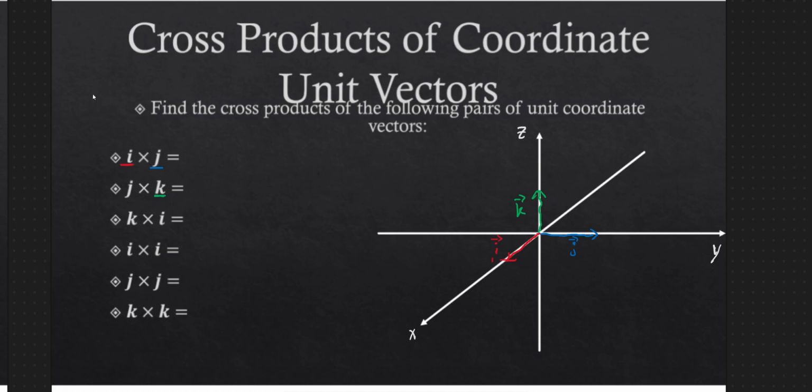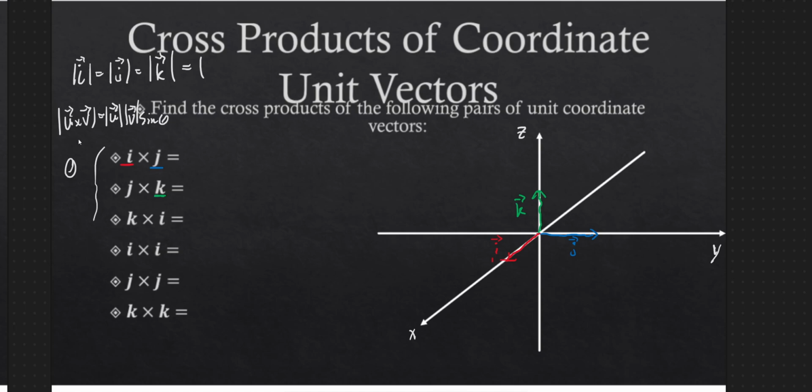Remember that these unit vectors, i, j, and k, all have the same magnitude of 1, and when we do the cross product of any two of these, the magnitude will be 1 because they're also orthogonal to each other. So each of these is orthogonal to each other. When we compute, remember that the magnitude of U cross V is magnitude U times magnitude V times sine of the angle between them. For any two of these, theta is pi over 2, or 90 degrees.